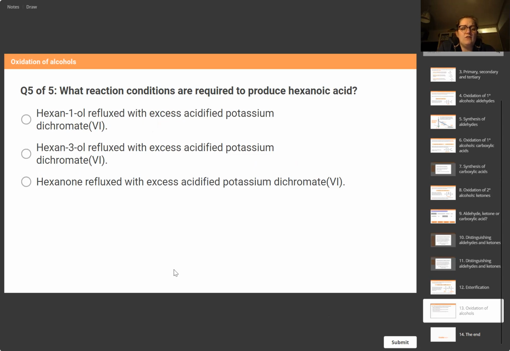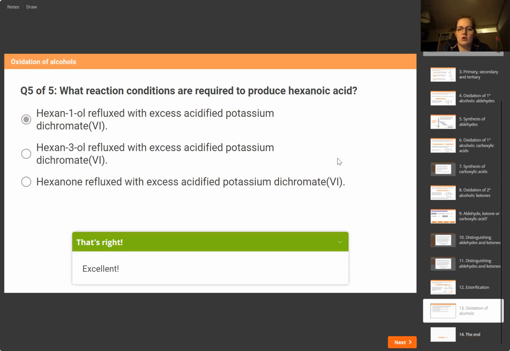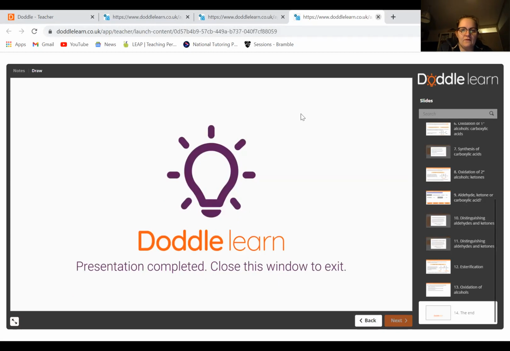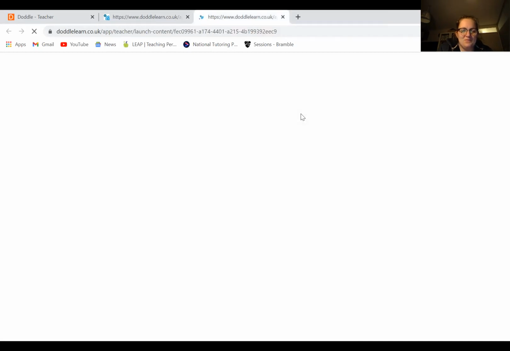Hexan-3-ol or hexanone? Well, it's not going to be hexanone because that's a ketone. It can't be hexan-3-ol because that would not be a primary alcohol, so it's going to be hexan-1-ol. So let's get the last little bit of alcohols done, and then we'll go through some exam questions based on alcohols.